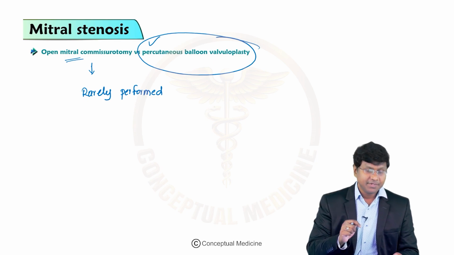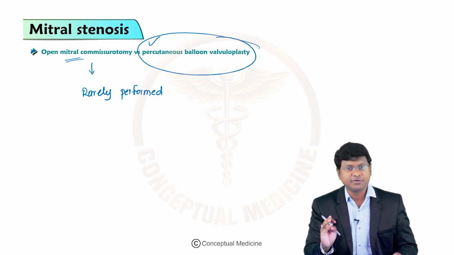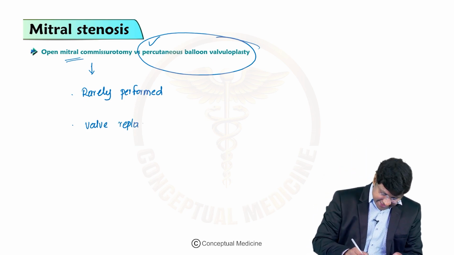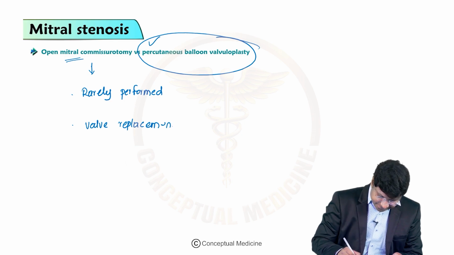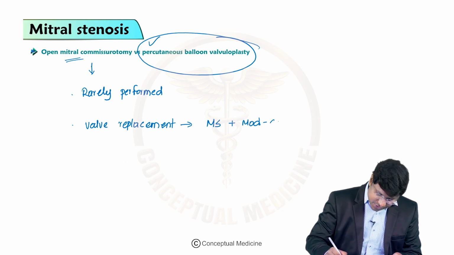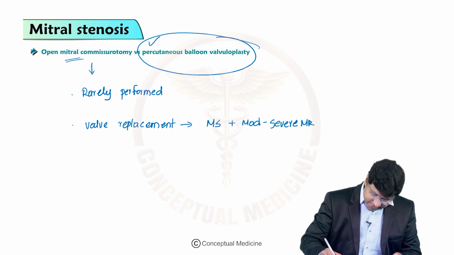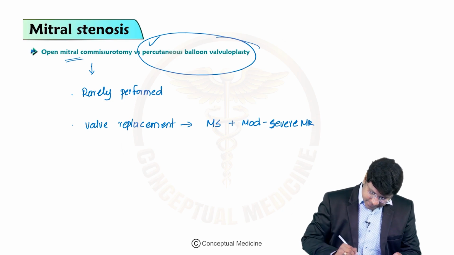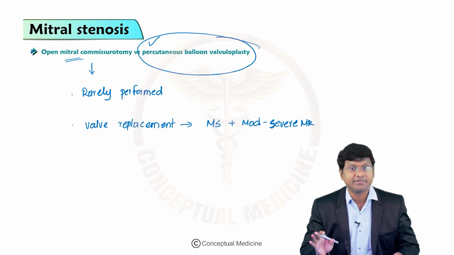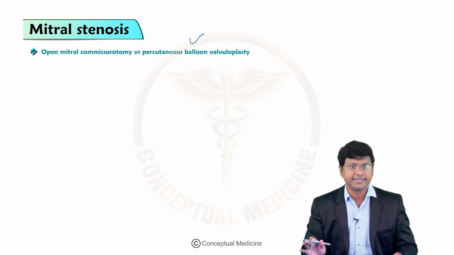Now, what about the replacement? Replacement of the valve is indicated when combined stenosis and regurgitation are present. So when does valve replacement have to be done? Valve replacement has to be done if the individual has mitral stenosis with moderate to severe mitral regurgitation. In moderate to severe mitral regurgitation, valve replacement is required.